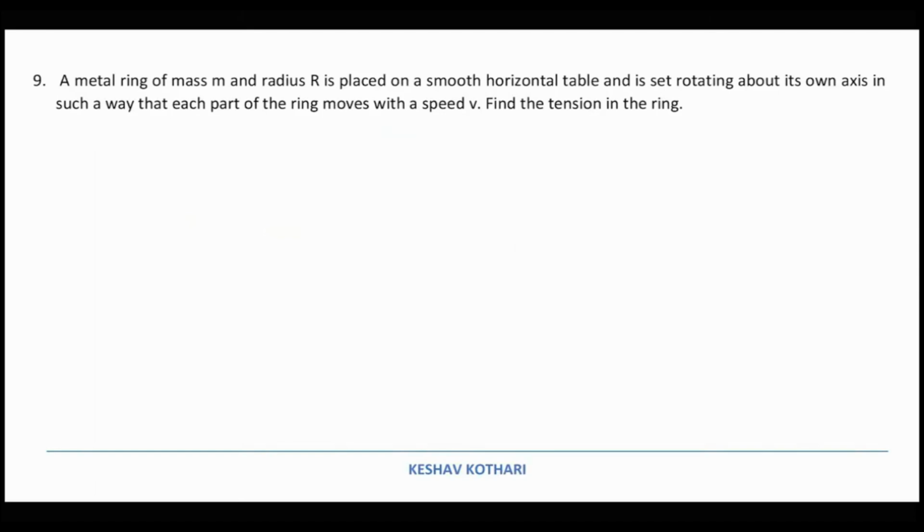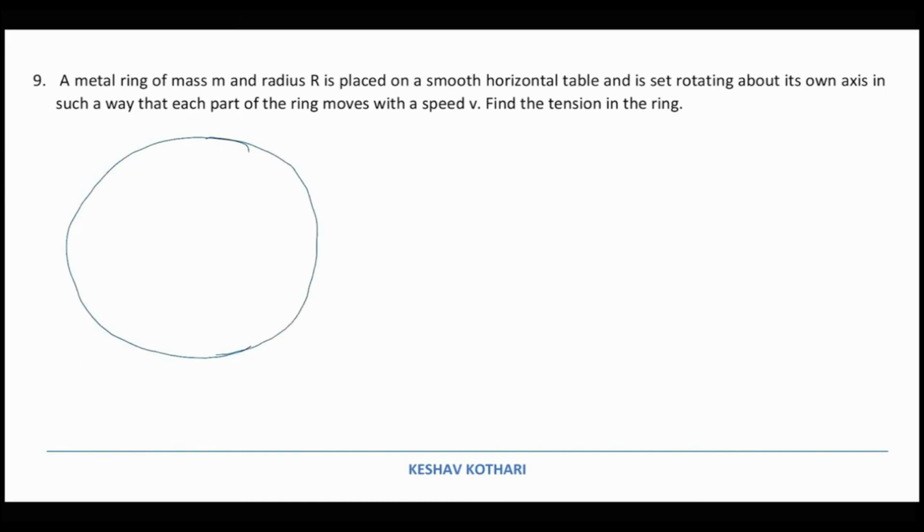A metal ring of mass m and radius r is placed on a smooth horizontal table and is set rotating about its own axis in such a way that each part of the ring moves with a speed v. Find the tension in the ring. So let us draw a ring arrangement.